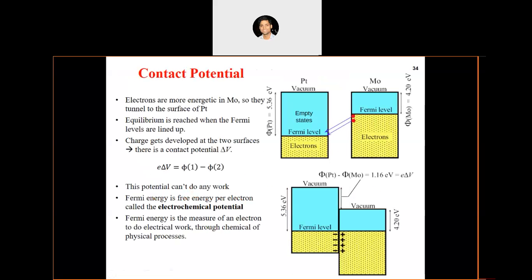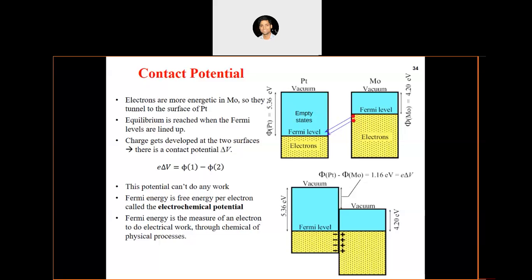Then we discussed one example of how Fermi energy is very important. It is a very fundamental material property. Contact potential is one such example, through which we can see how Fermi energy is equivalent to the electrochemical potential of a material. Electrochemical potential means how much electrical work, or non-mechanical work, you can extract out of a particular material.